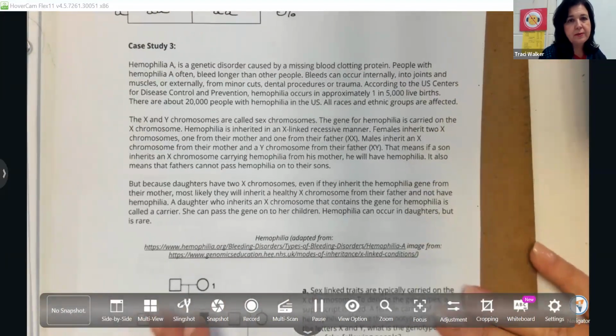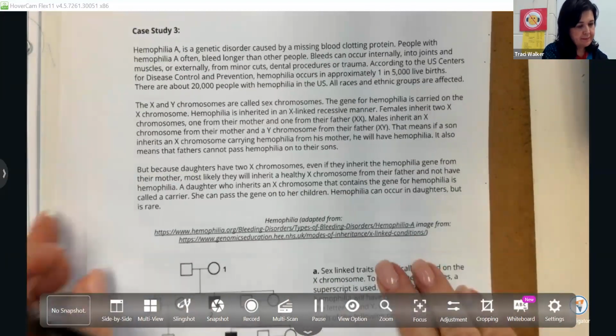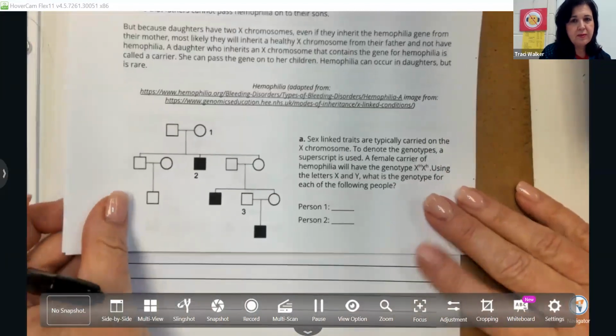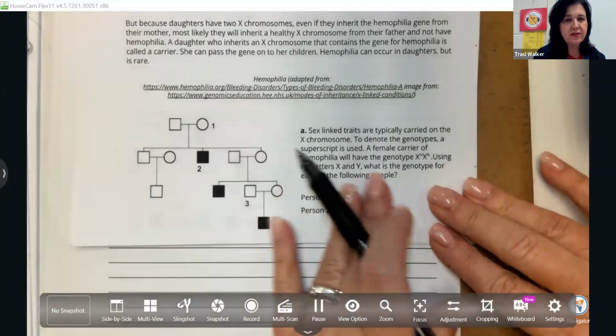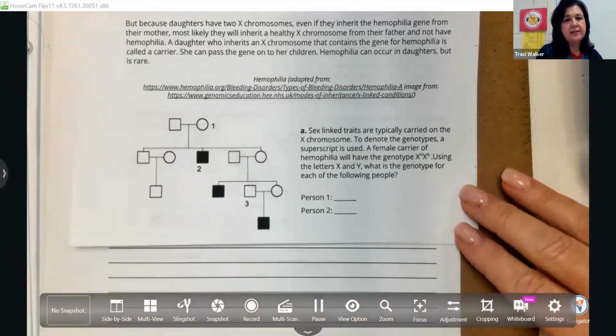Now this last one. Before we read the passage, I want us to look at the pedigree and try to figure out if it is autosomal.